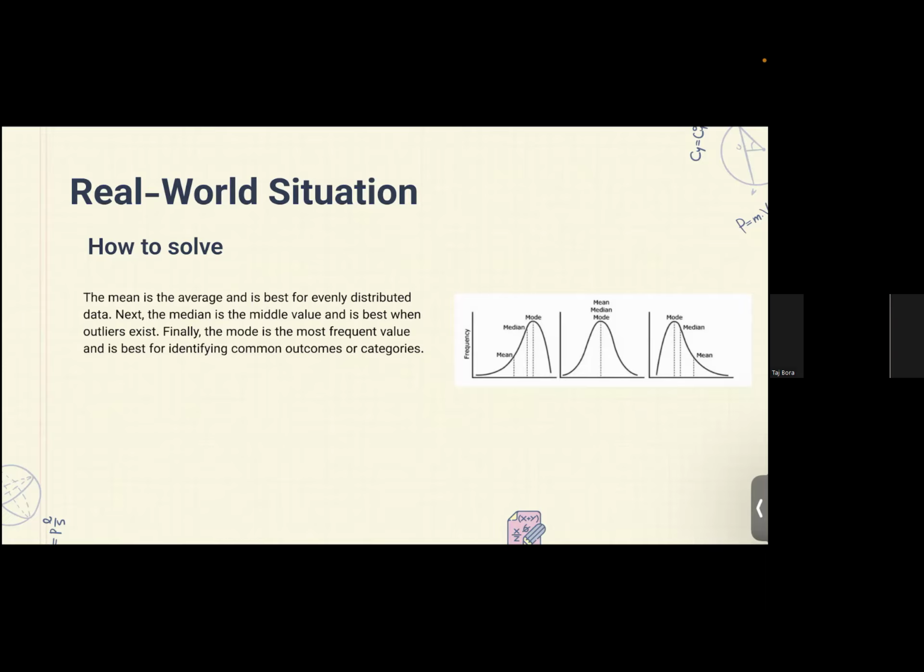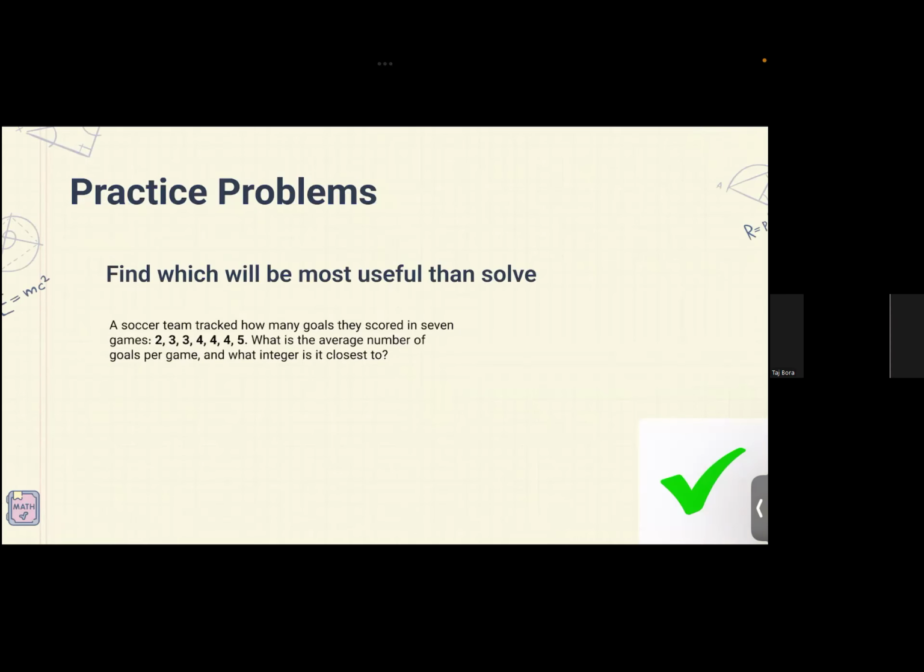So we will just be going over some word problems, and then if someone is able to translate, that would be great. So first, a soccer team tracked how many goals they scored in 7 games. What is the average of the goals per game, and what integer is it close to? So the average is the mean. So find the mean and then figure out what integer it is closest to. So this is how to use mean in real world scenarios. So take 2 minutes for this problem, see if you can do it.